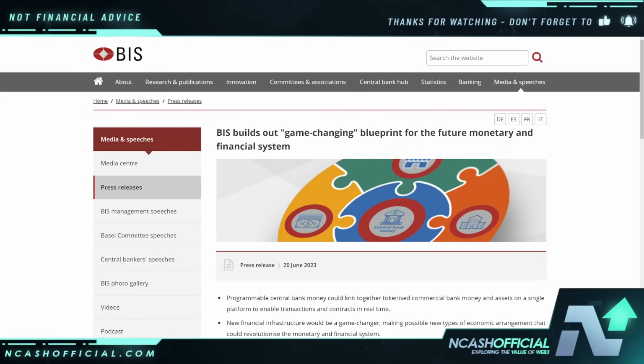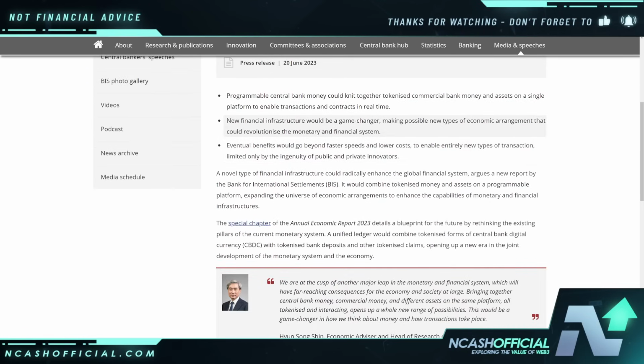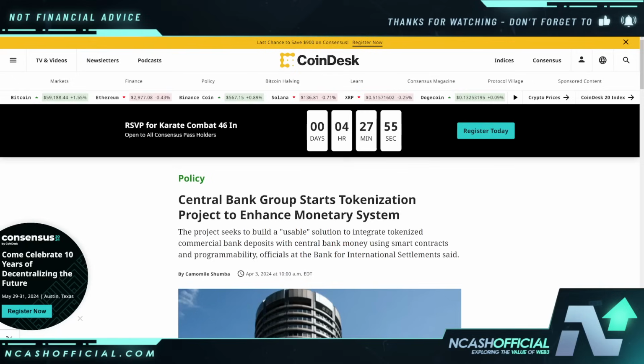Now, also on the 20th, we got another update regarding this, which was the BIS builds out game-changing blueprint for the future monetary and financial system. And it's all, again, highlighting exactly what we just recently went over in terms of CBDCs, programmability, interoperability, and so forth. Now, beyond that, we also got a new update regarding this endeavor from the BIS. This is April 3rd. So Central Bank Group starts tokenization project to enhance monetary system. And again, this is from the BIS. They're actually looking at building a solution to integrate tokenized commercial bank deposits with central bank money using smart contracts and programmability.